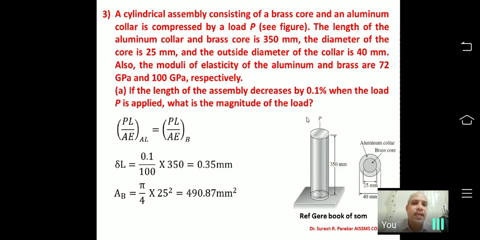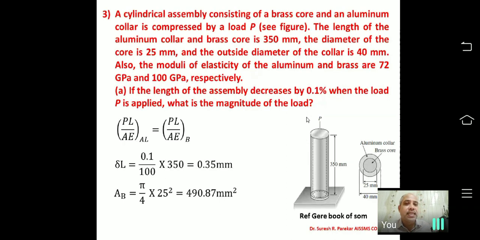Now the same way we have to go. Now delta L we know, 0.35. So PL upon AE, from which I will get P for aluminum. Then delta L equal to PL upon AE for brass, I will get the value of P for brass. So knowing P for aluminum and P for brass, I will add these two, and that will give me the value of P required to shorten the column by 0.1% of length.